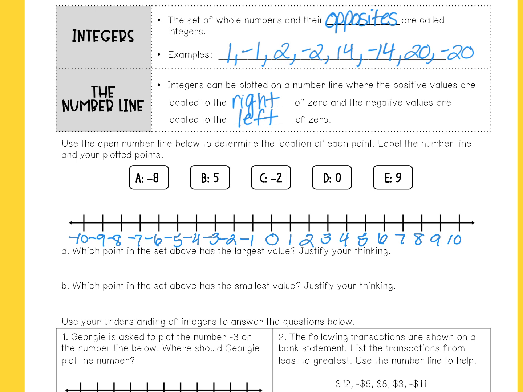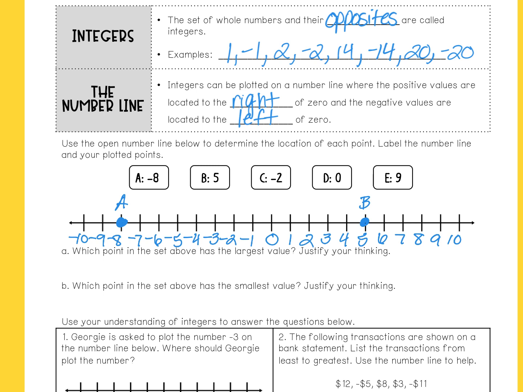Okay. Now I'm going to go ahead and plot my numbers A, B, C, D, and E. Looking at letter A, they give me -8. That's going to be right here on my number line, and I'm just going to put an A right above it. As for point B, I've got +5, so that's going to be on the right side of 0. So I'm going to put a dot right above 5 and label it with a B.